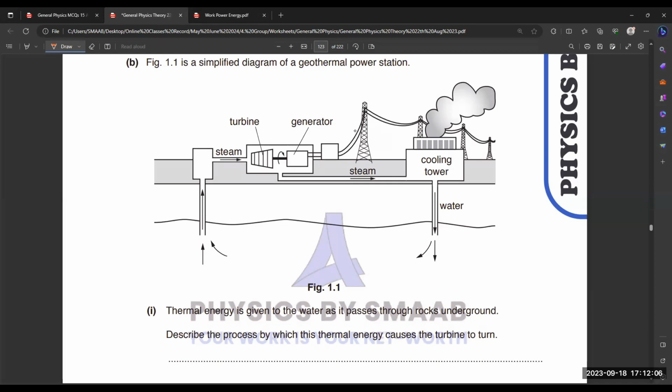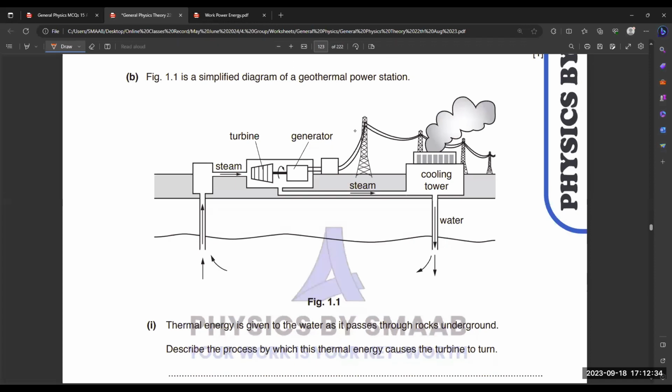Easy one or difficult one? I didn't revise, so I'm thinking of how to put it. Okay, so basically we are taking thermal energy from the rocks underground, right? The geothermal energy. Okay, Zohaib raised his hand. Zohaib, if you want to add something, you may add. Sir, the thermal energy turns the water into steam, and the steam passes through the tunnel and turns the generator, or rather the turbine.